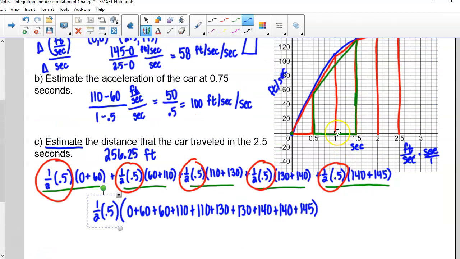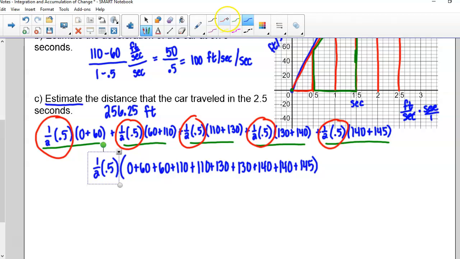If all of our intervals are the same, it goes up by 0.5 each time, right? So notice here that the first number on the table and the last number on the table are only there once. All the middle ones are there twice, right? So I could have done 1/2 times 0.5 times 0 plus 2 times 60, 2 times 110, 2 times 130, 2 times 140, and then 145. We're going to see this pattern happening over and over again. This is actually what we call the trapezoidal rule.